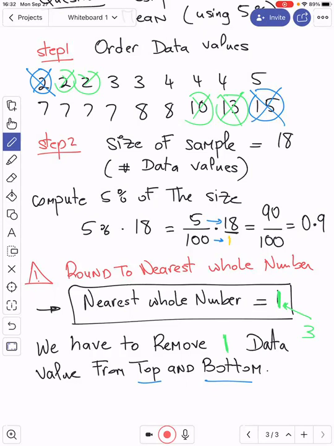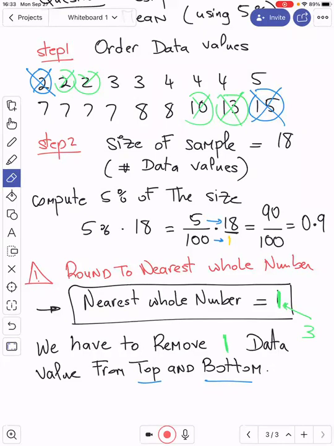Question. Yes, please. Why did you choose 2 and 15? Why didn't you choose 2 and 7 or 5 and 15 from top and bottom? The 15, it's because that's the top, the largest number. So you remove one of the largest numbers and one of the smallest numbers. Yes, one largest number and one smallest number. Okay, thank you.